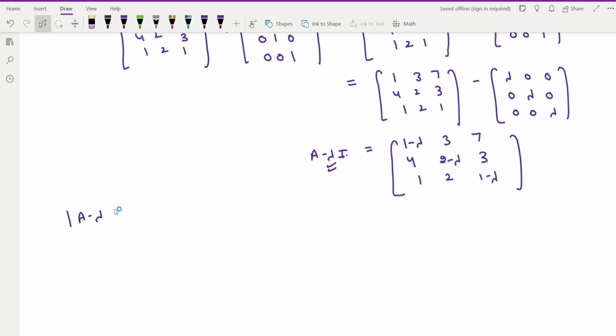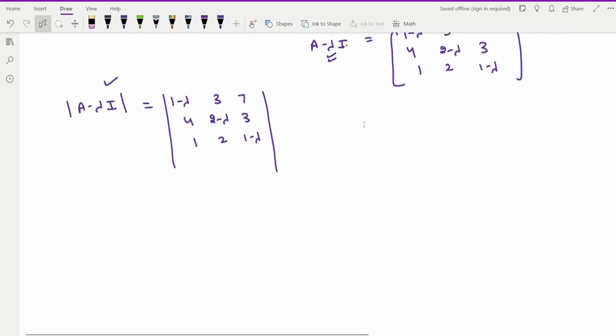I need to get its determinant, that is determinant of A minus lambda I. So it will give us the characteristic polynomial, right? So it will be what? Determinant of this particular matrix, that is [1 minus lambda, 3, 7], [4, 2 minus lambda, 3], and [1, 2, 1 minus lambda]. If I equate this particular term equal to 0, the characteristic equation will be formed. So we already know this.